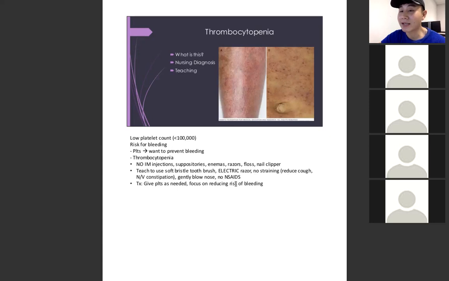Why no NSAIDs? NSAIDs including ibuprofen, Advil, Motrin, aspirin, because NSAIDs can cause GI bleeding. And this patient, low platelet, they are at risk for bleeding already. So it can increase the issue with bleeding. Treatment: give platelets as needed, focus on reducing risk of bleeding.